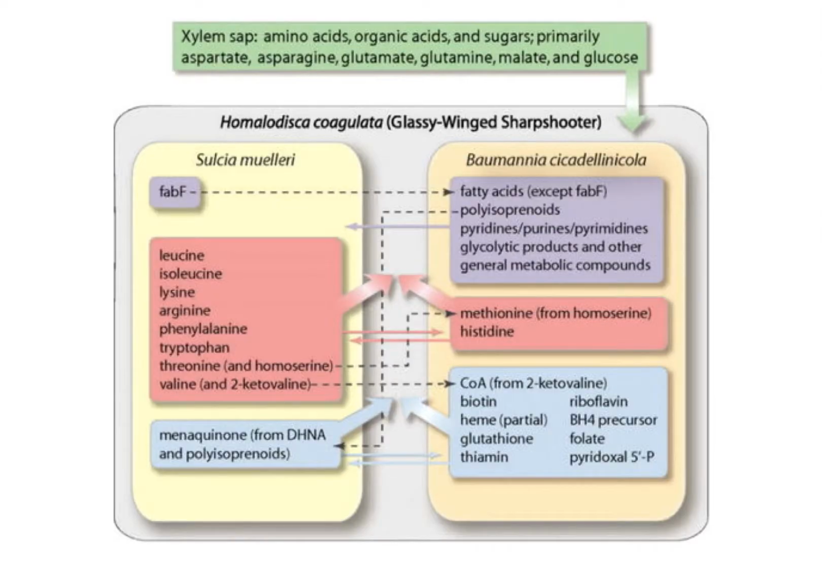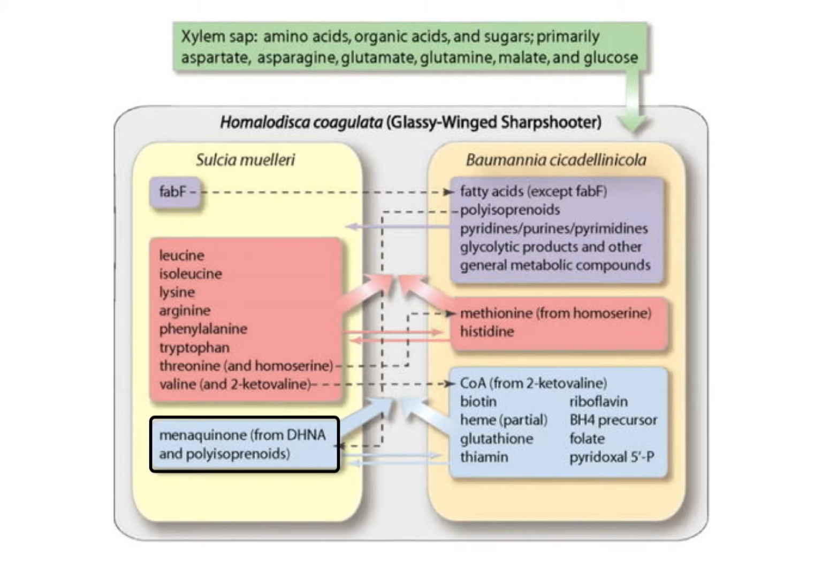This is a diagrammatic representation of what's going on in the glassy wing sharpshooter cells. The glassy wing sharpshooter is eating xylem sap, which contains a few amino acids, organic acids, and sugars. The amino acids are primarily aspartate, asparagine, glutamate, glutamine, and malate, and then the sugar is glucose. But Solcia produces a large number of amino acids that aren't supplied in the xylem sap, and so it's essentially feeding the glassy wing sharpshooter cells with those amino acids.